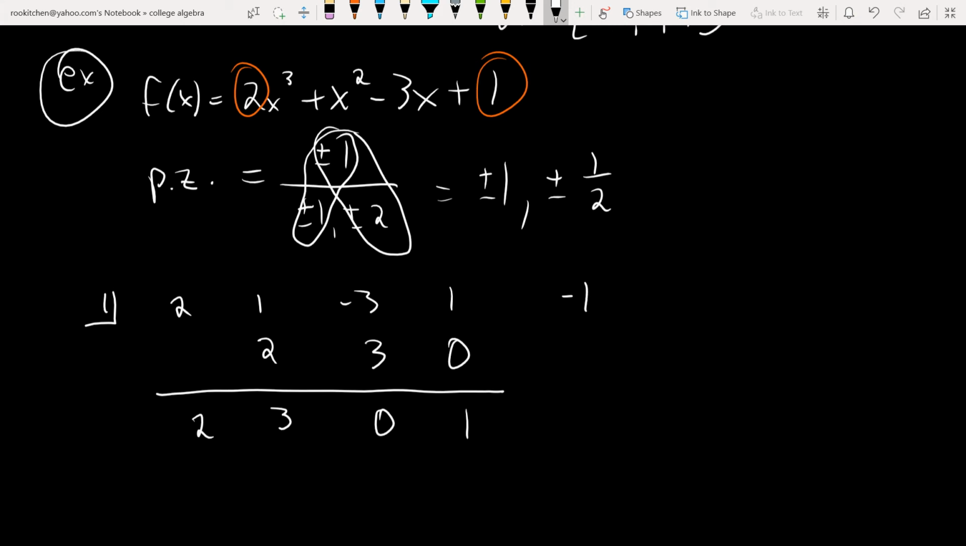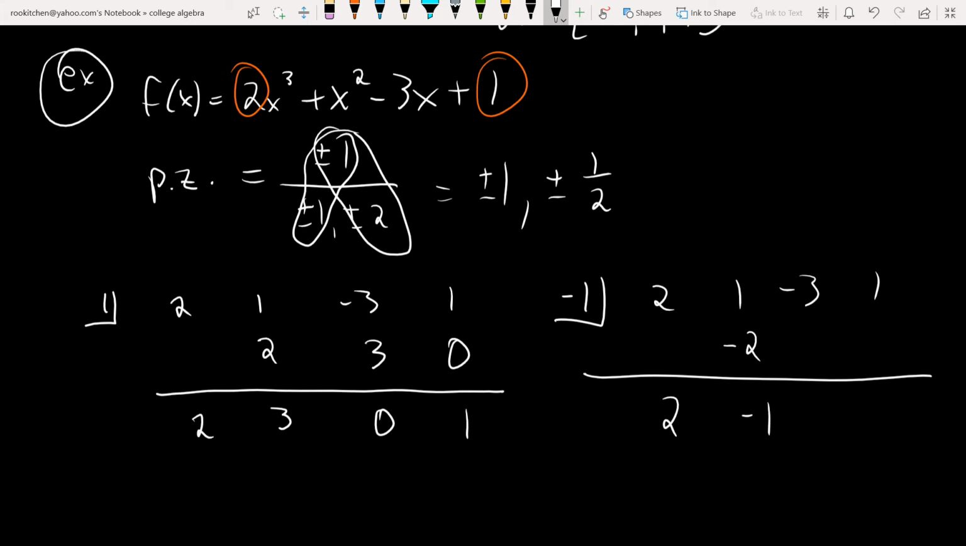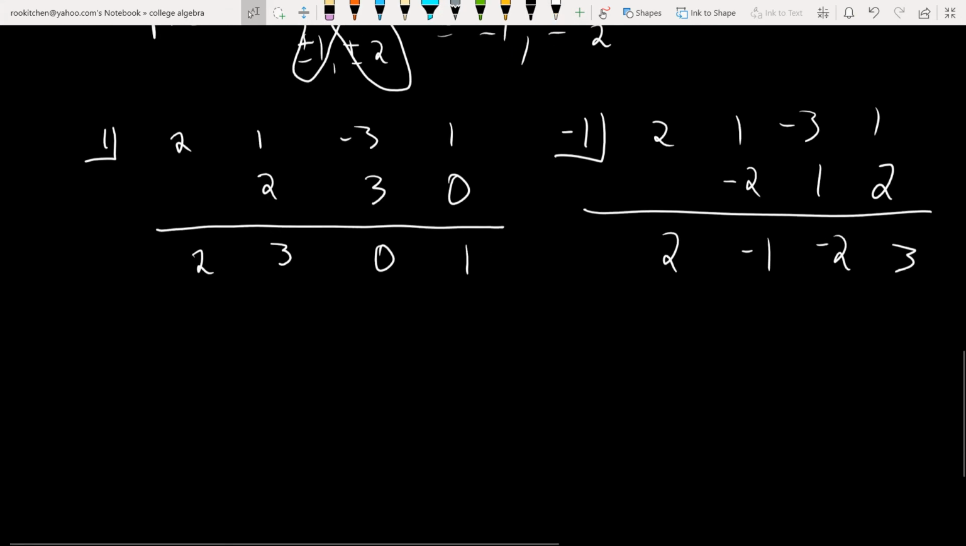So let's try the -1. 2, 1, -3, 1. And here we go. So bring down the 2. 2 times -1 is -2, so this will be -1. That'll be on 1. So this is -2. That'll be 2. And no, it didn't work. Crud, right? Oh well. So now you have to start trying the fractions. So I'll try 1/2.